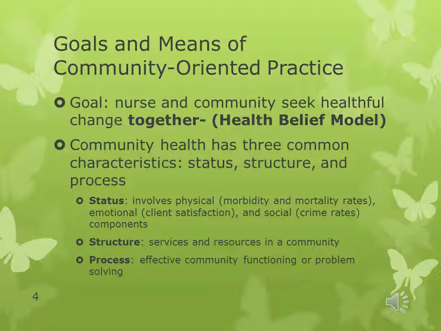So there are three common characteristics of community health, and so we start looking at the status. Then we move to what is the structure and what is the process. So when we think about status, it really and truly is what are the physical components that have been measured in the community, and who has been looking at this. They mention here morbidity and mortality rates. That is definitely something that we want to look at. It's a good place to start to look and see what is the current status of health for this community.